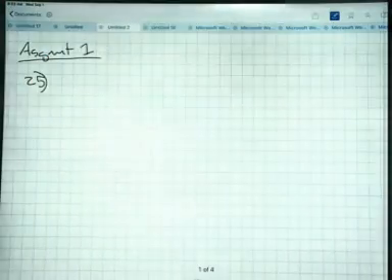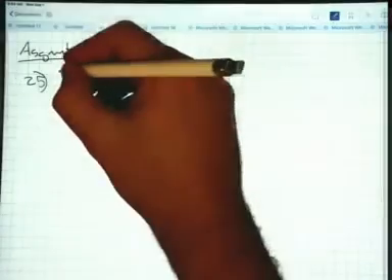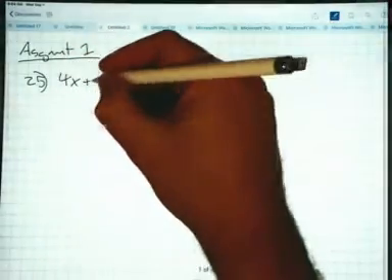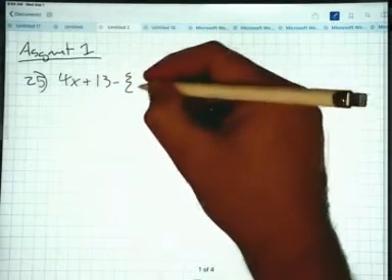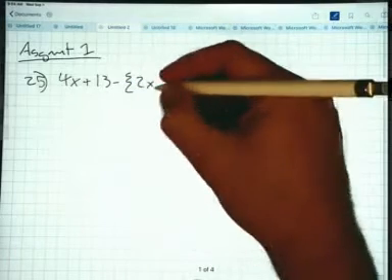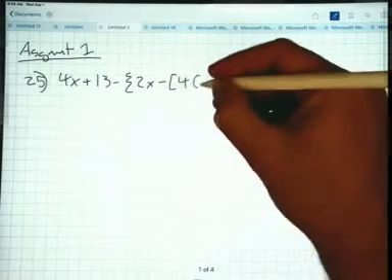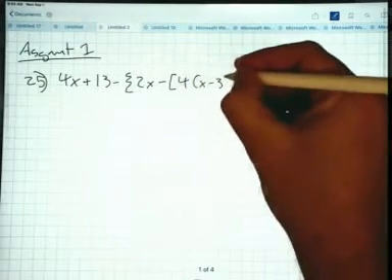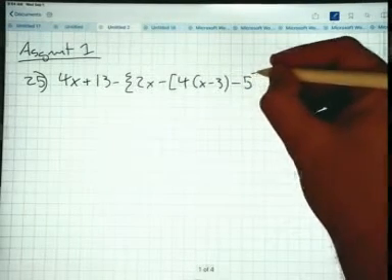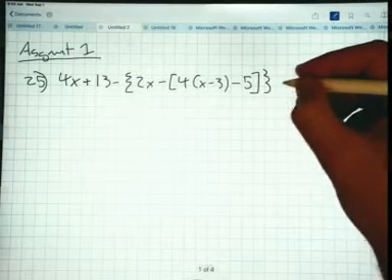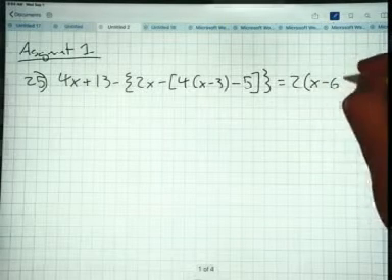Problem number 25. Let's make sure I get it written down correctly. We have 4x plus 13 minus, open braces, 2x minus, open brackets, 4, open parentheses, x minus 3, close parentheses, minus 5, close bracket, close braces, equals 2 times an x minus 6.